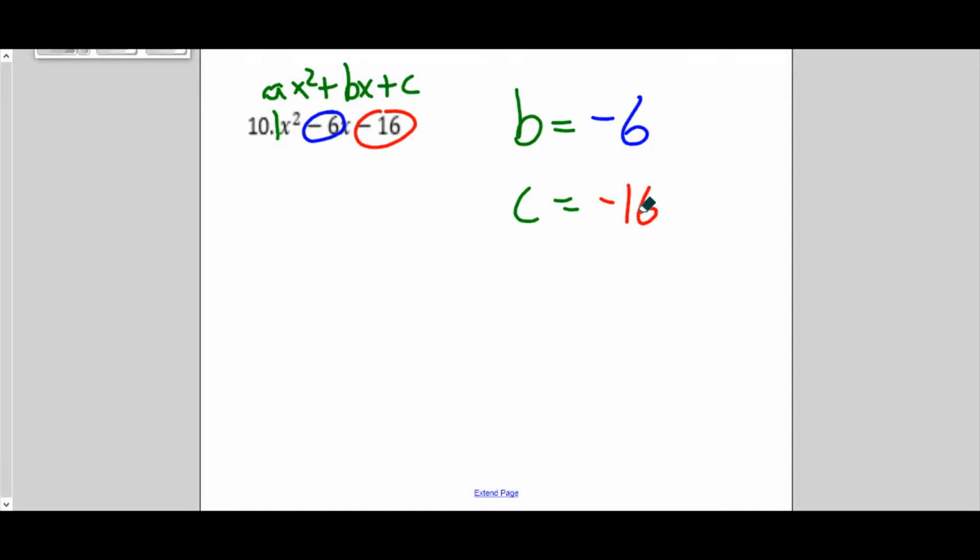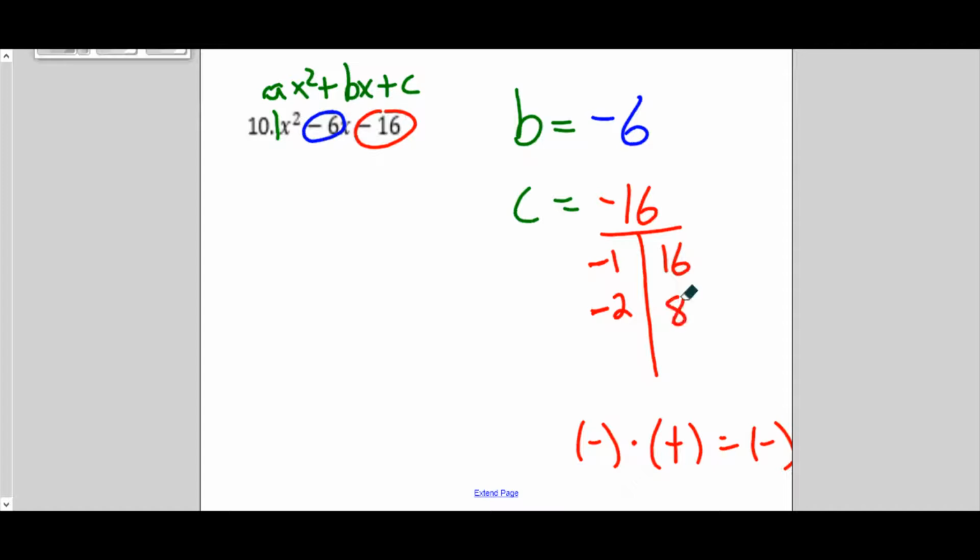So let's list the factors of negative 16. Just like before, since c is negative, I'm going to need one number positive and one number negative, because remember, a negative times a positive is negative. So let's say we use negative 1 and 16. Negative 1 times 16 is negative 16. Let's use negative 2 and 8. Negative 2 times 8 is negative 16. And then let's use negative 4 and 4. Negative 4 times 4 is negative 16.